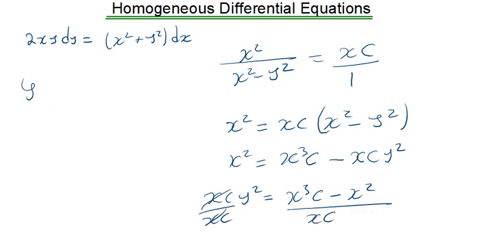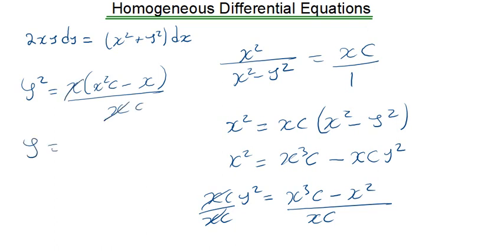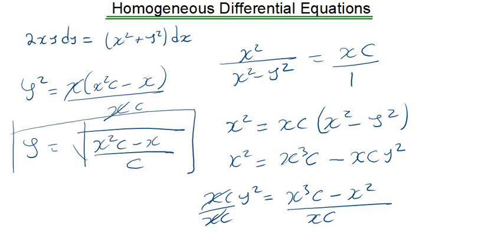So I have y squared is equal to, I can even decide to simplify this a little further. That's going to be your x open bracket, your x squared c minus x, divided by xc. That and that goes. So your y will be equal to the square root of x squared c minus x divided by c, which happens to be the solution. All right.